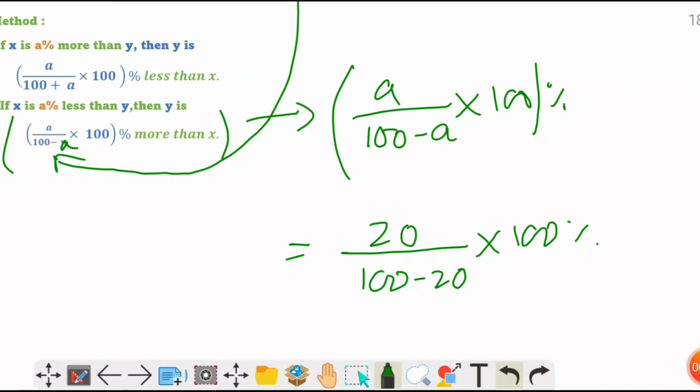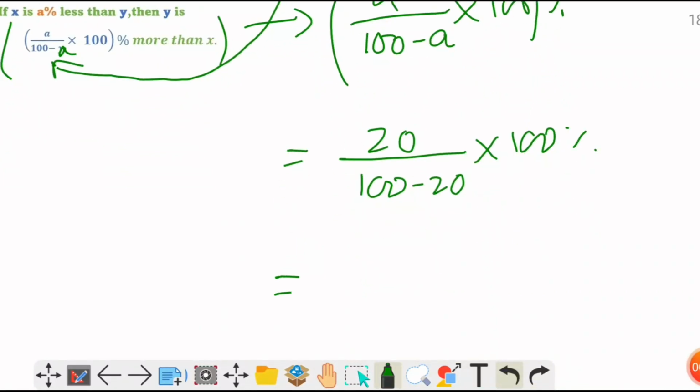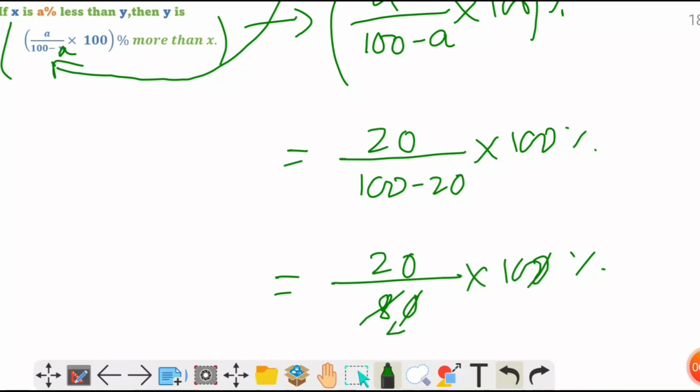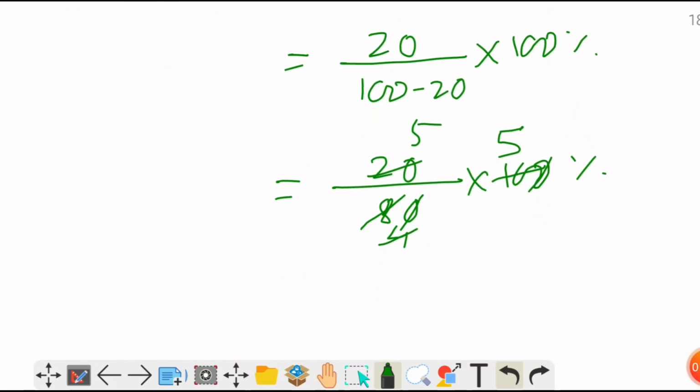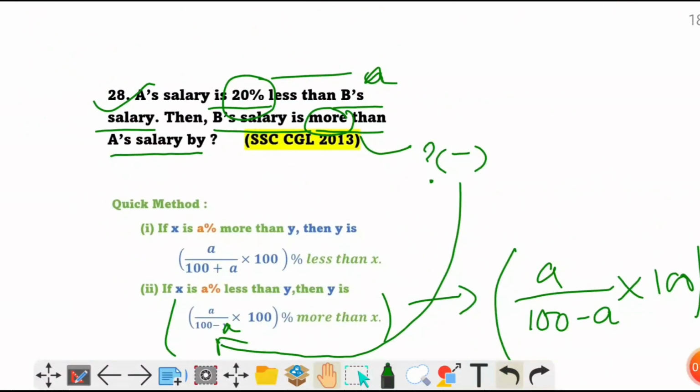Now simply putting the value of A, that is 20%, 20 divided by 100 minus 20 into 100, we get 20 upon 80 into 100. Now we'll solve this and find the answer. 2 4s are 8, 2 5s are 10, and 4 5s are 20, and 5 5s are 25. That means the answer is 25% more. So here B's salary is 25% more than A's salary.